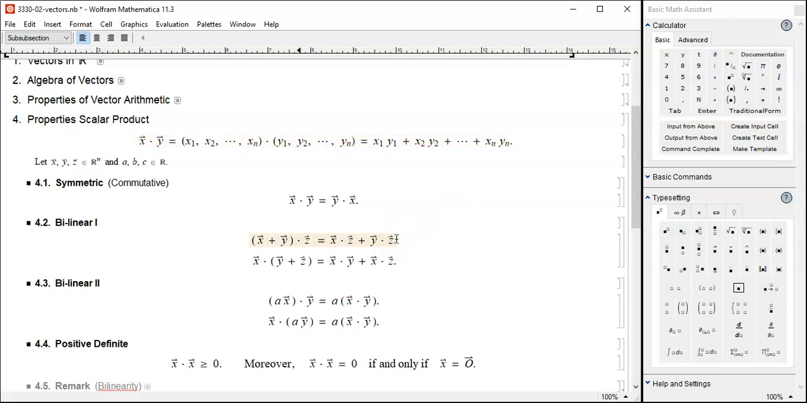Bilinear. What do you mean by bilinear? Let me explain it a little bit later. First one is the distributivity. We can separate this addition, vector x plus vector y, and you can distribute vector z to both x and y to generate the right-hand side. And then you can do the same thing here. You can separate this y plus c, the second part, and then you can distribute vector x so that we get x dot y plus x dot c.